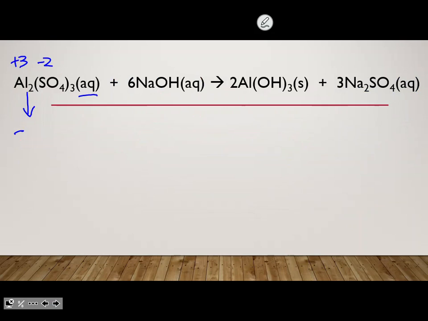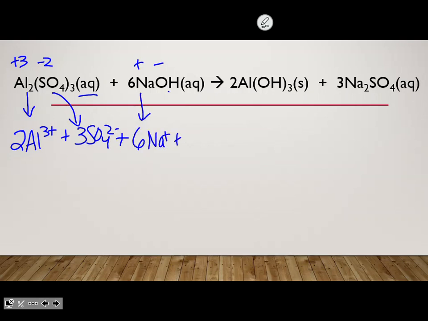So let's go ahead. We need 2 aluminums at plus 3. We need 3 sulfates minus 2. Here, sodium's plus 1, hydroxide's minus 1. So we need 6 sodiums at plus 1. We need 6 hydroxides at minus 1.